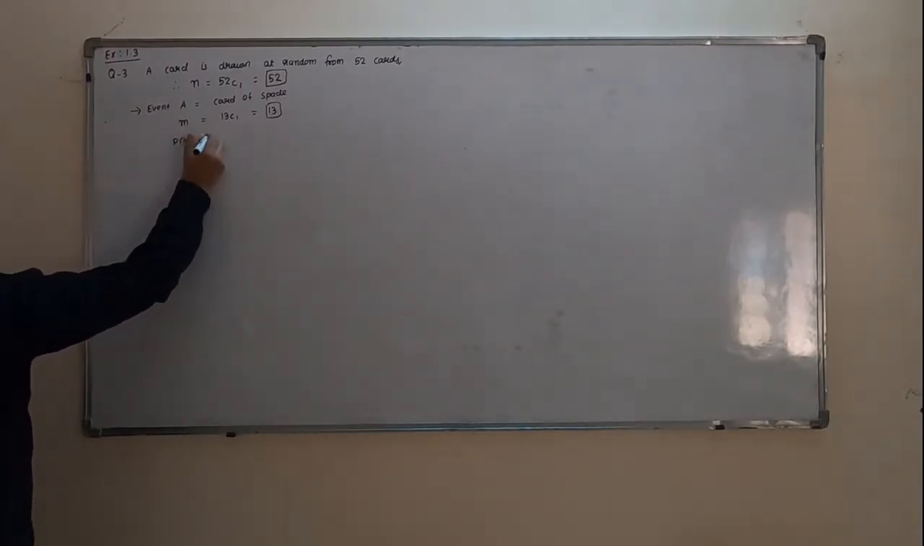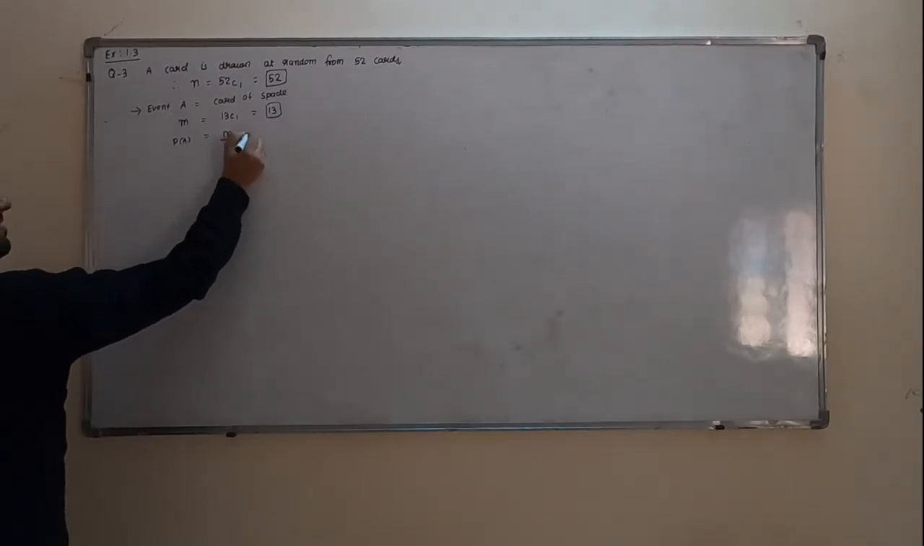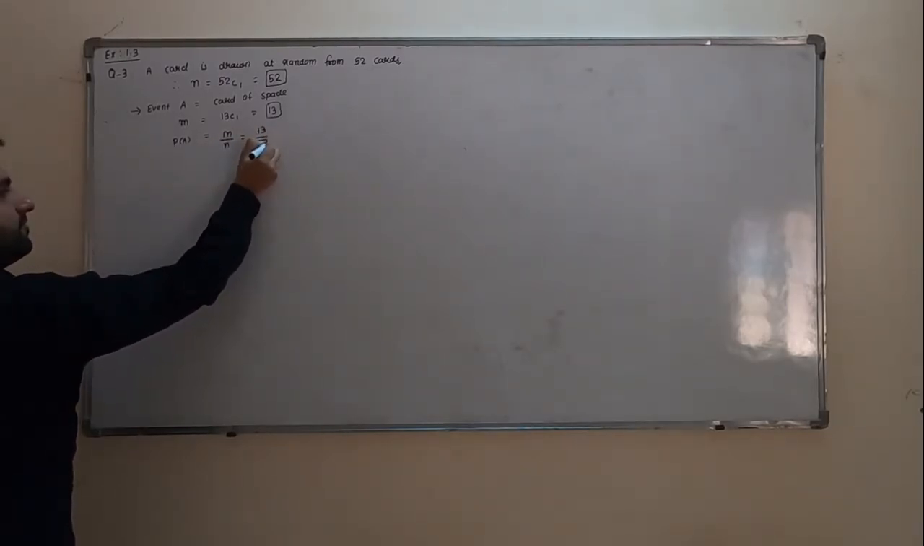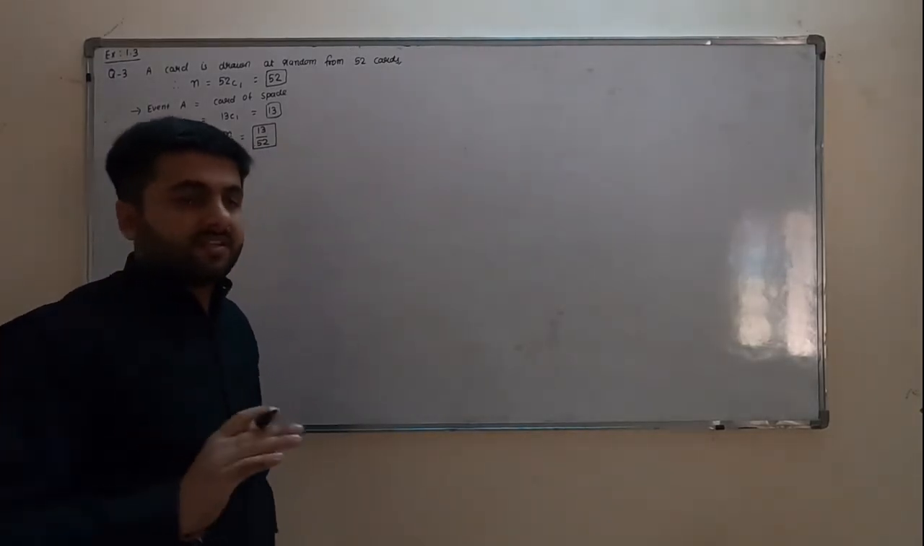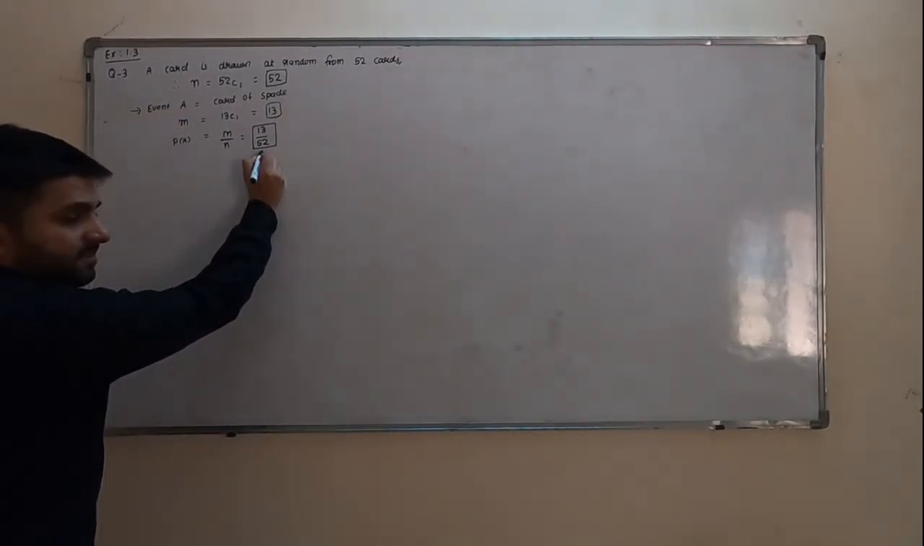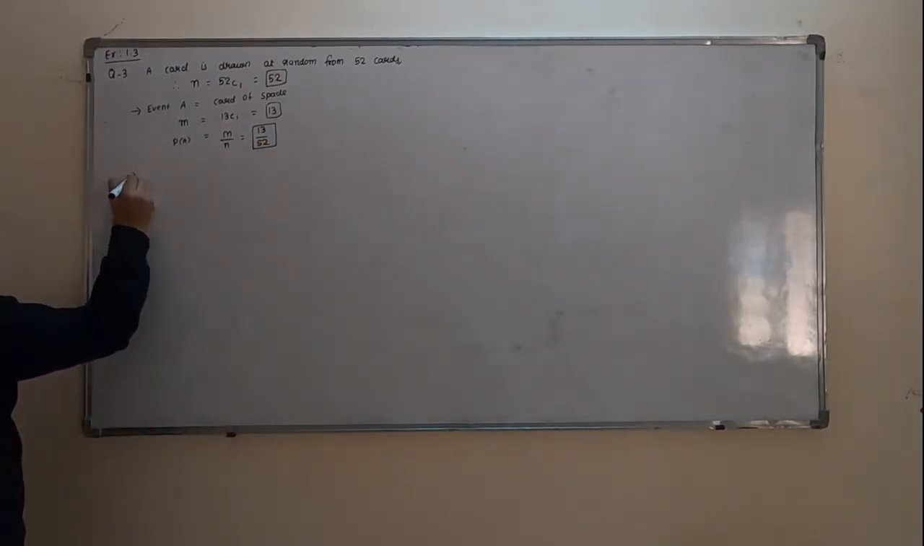P of A, m by n, 13 by 52. Now when we are finding this much events, so much events in a single sum, don't write in decimal points, keep it as it is, don't cut also. Okay, now you will understand why we are not cutting.